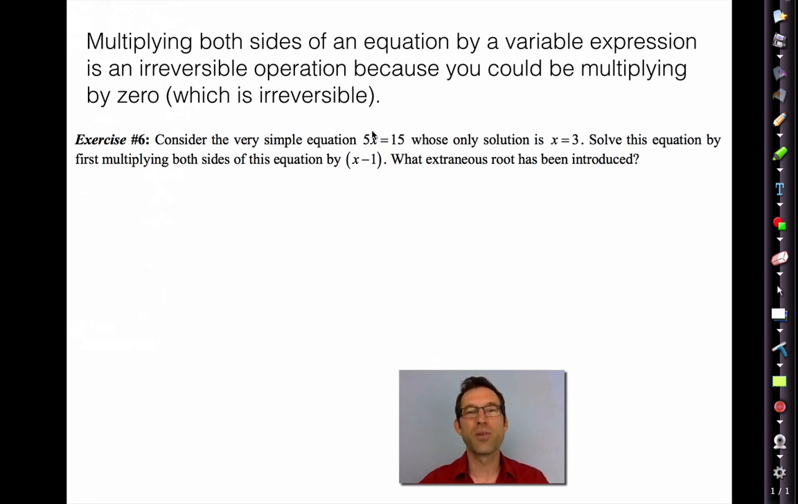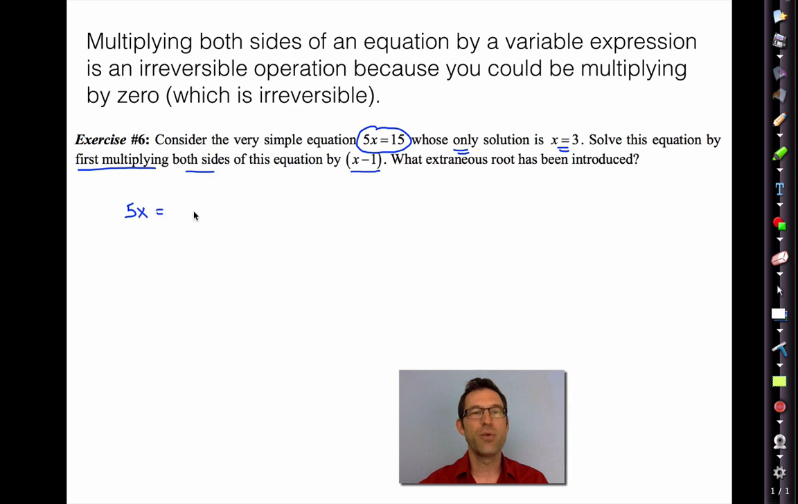Consider the very simple linear equation 5x equals 15, whose only solution is x equals 3. And of course, you can get that by dividing both sides by 5. It says solve this equation by first multiplying both sides by x minus 1. What extraneous root has been introduced?